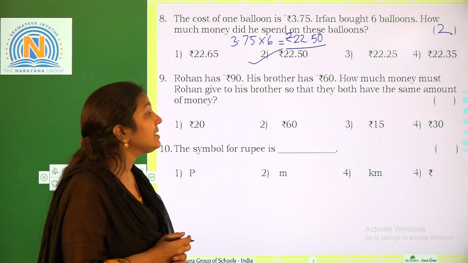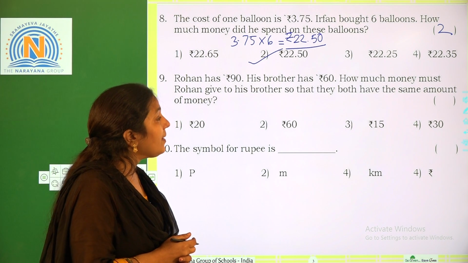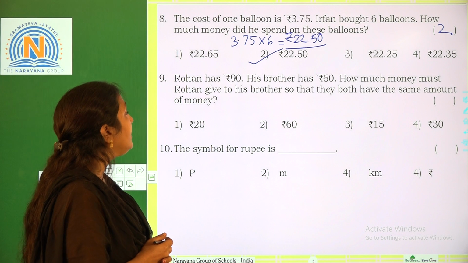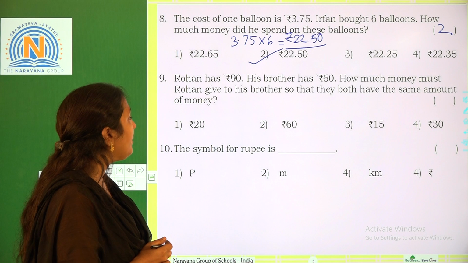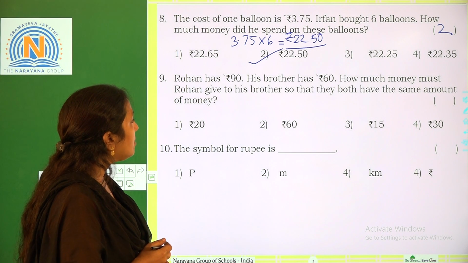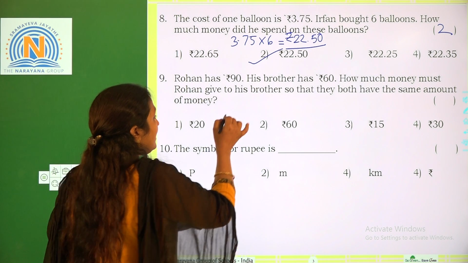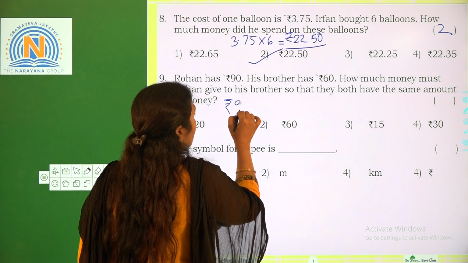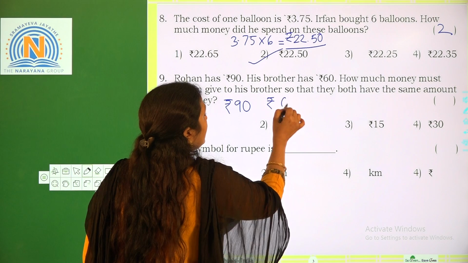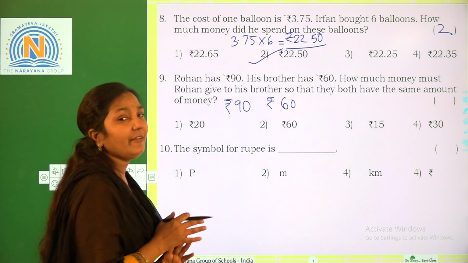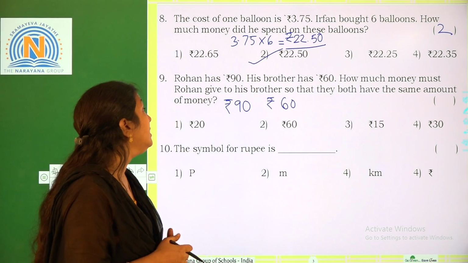Rohan has 90 rupees. His brother has 60 rupees. How much money must Rohan give to his brother so that they both have the same amount of money? So here Rohan has how much, children? 90 rupees. And his brother has 60 rupees. What is the difference? Rohan has 30 rupees more.